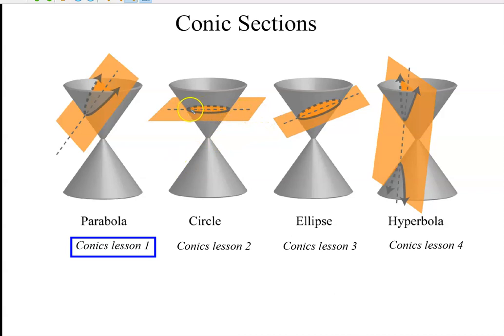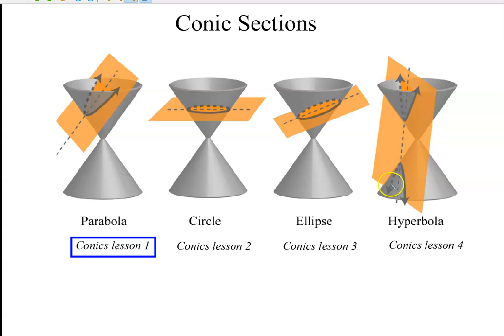If you slice the cone straight across, the top part of the top cone anyway, just take the plane and go straight across, you will form a circle. And that'll be part of lesson 2. The ellipse is when you angle the cone. You only slice through one of the cones, and instead of going straight across, you tilt the plane just a little bit. And then our 4th lesson will be on the hyperbola, and you can see how that's made.